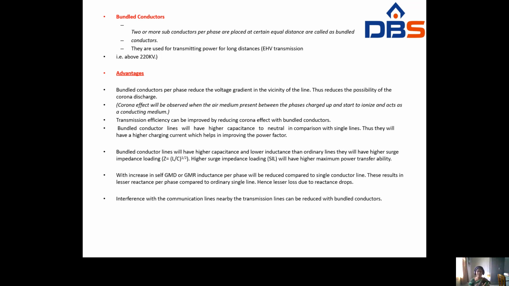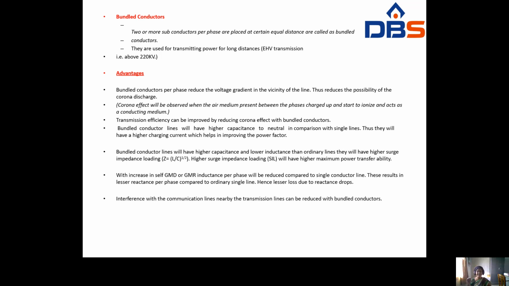Okay, so bundle conductors are nothing but, the name itself indicates, whenever you take two or more subconductors per phase placed at certain equal distances, they are called bundle conductors. They are used for transmitting power over long distances, that is, for extra high voltage transmission above 220 kV.